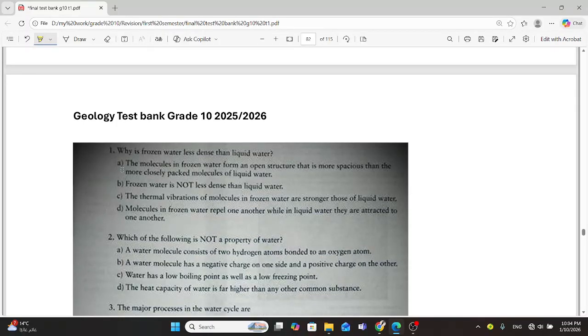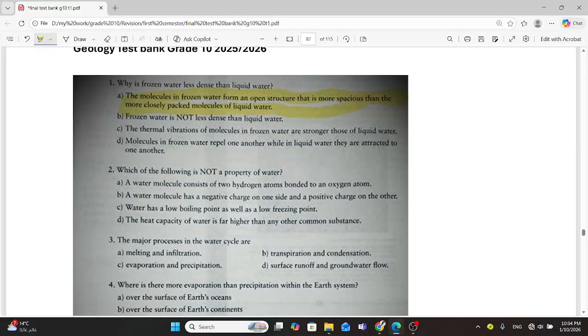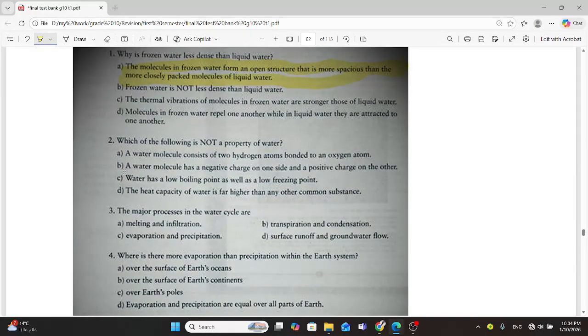Because the molecules of frozen water form an open structure that is more spaced out than the more closely packed molecules of liquid water. Which of the following isn't a property of water? A water molecule consists of two hydrogen atoms bonded to an oxygen atom, has a negative charge on one side and a positive charge on the other, while water has a low boiling point as well as a low freezing point. So that will be C.